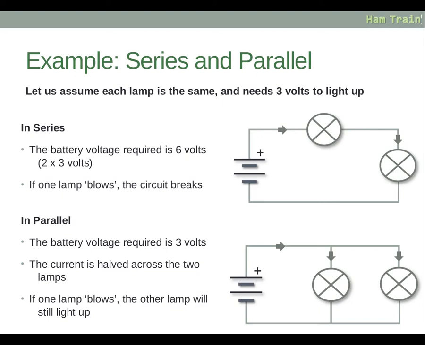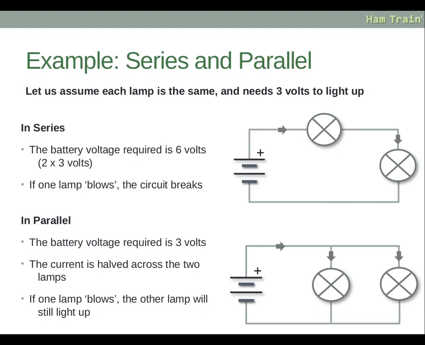In a parallel circuit, we can look at the lower diagram, and the battery voltage only has to be 3 volts because in a parallel circuit, as mentioned before, lamp 1 equals lamp 2 equals the battery. All 3 items have the same voltage across them. So you can run a parallel circuit at a lower voltage and still light both lamps. The current is halved across the 2 lamps.